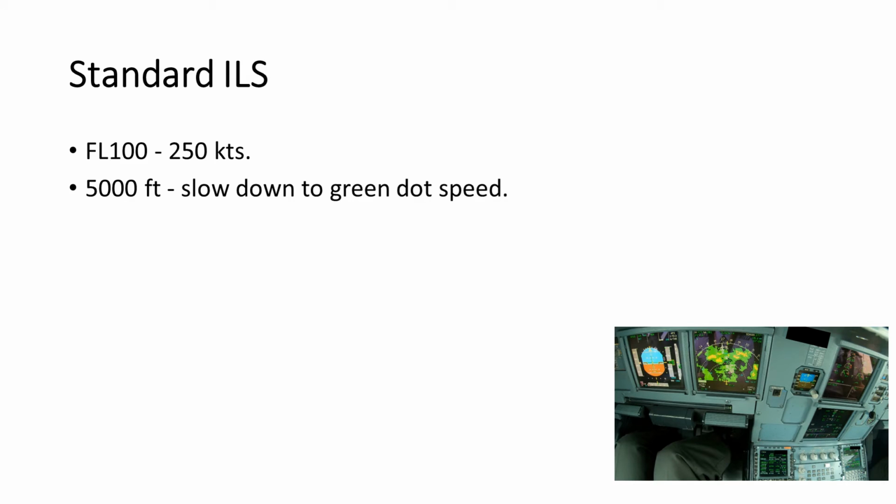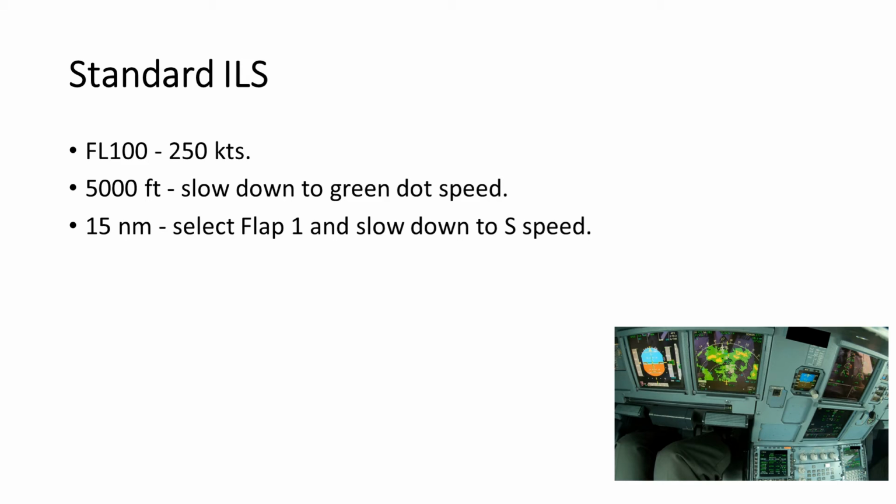Then, once you pass 5,000 feet, all these altitudes, by the way, above airport elevation. So once you pass 5,000 feet, then you should start to slow down to green dot speed. So you can ask for activate the approach phase. If it's already activated, then you might select the speed. Either way, you slow down to green dot speed.